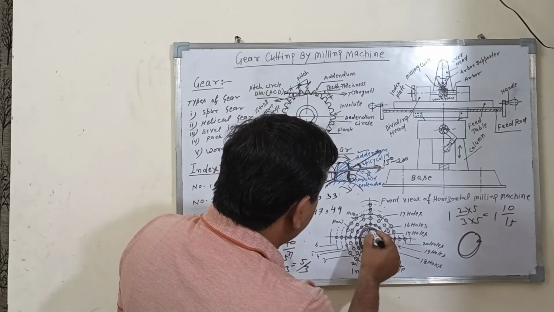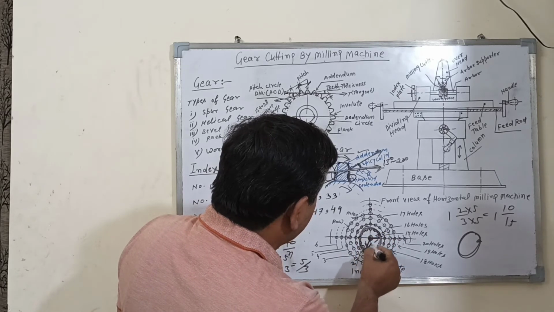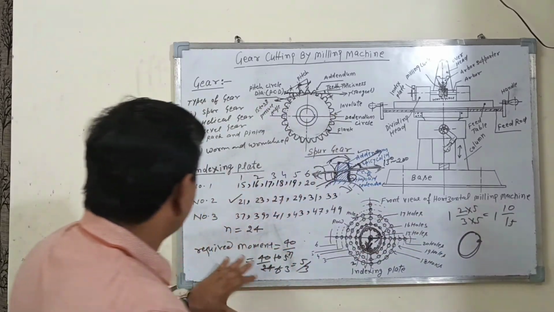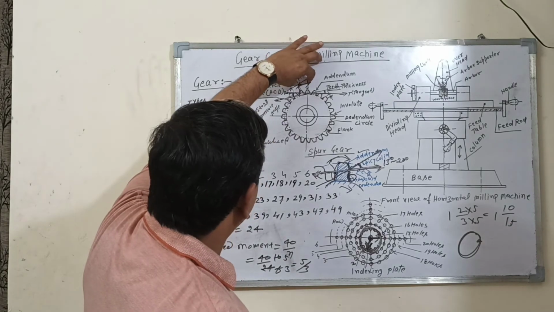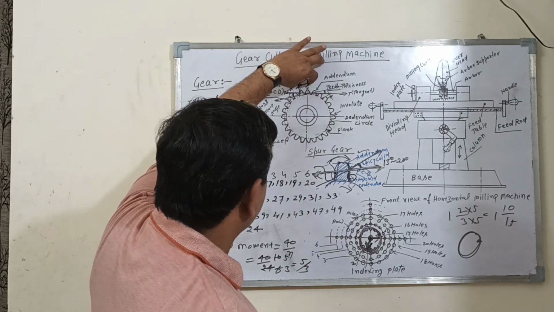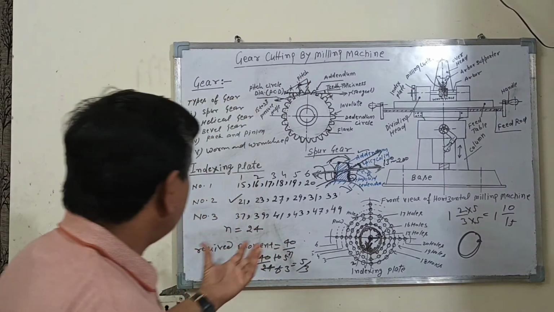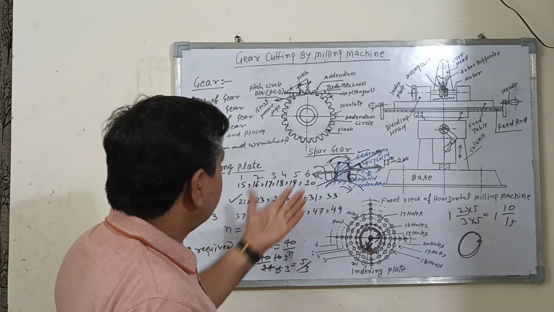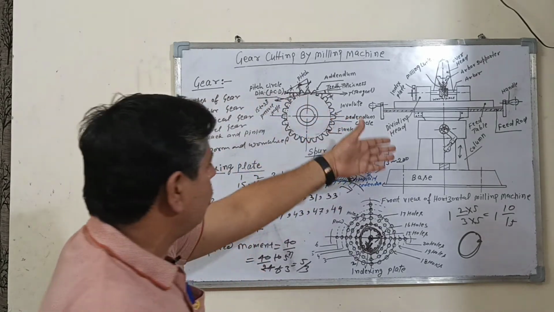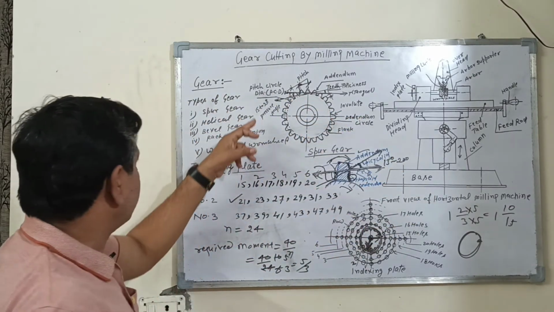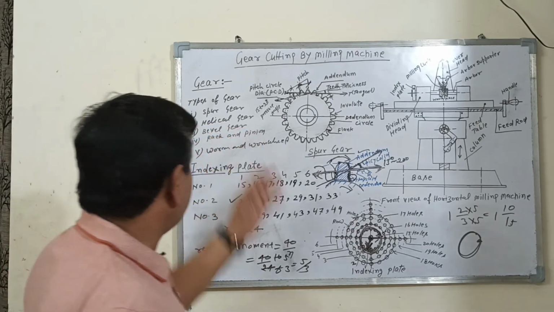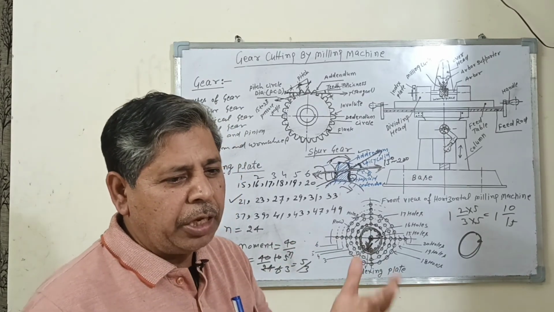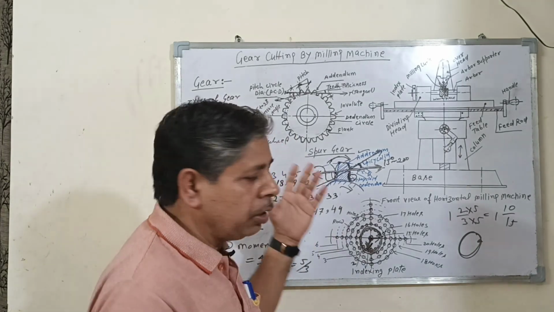1, 2, 3, 4, 5, 6, 7, 8, 9, 10. So this lever is inserted to cut the gear, to maintain this distance. This distance is called the pitch. So this type of formula is used to cut different types of gear. Different types of gears are cut on a horizontal machine, like spur gear, helical gear or bevel gears. Different types of gears are used according to their applications.